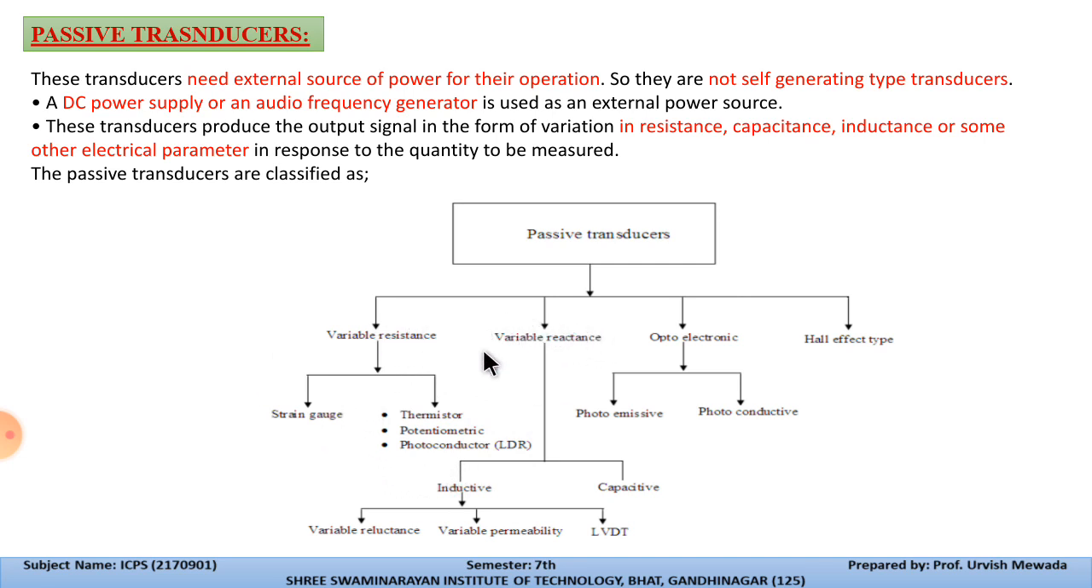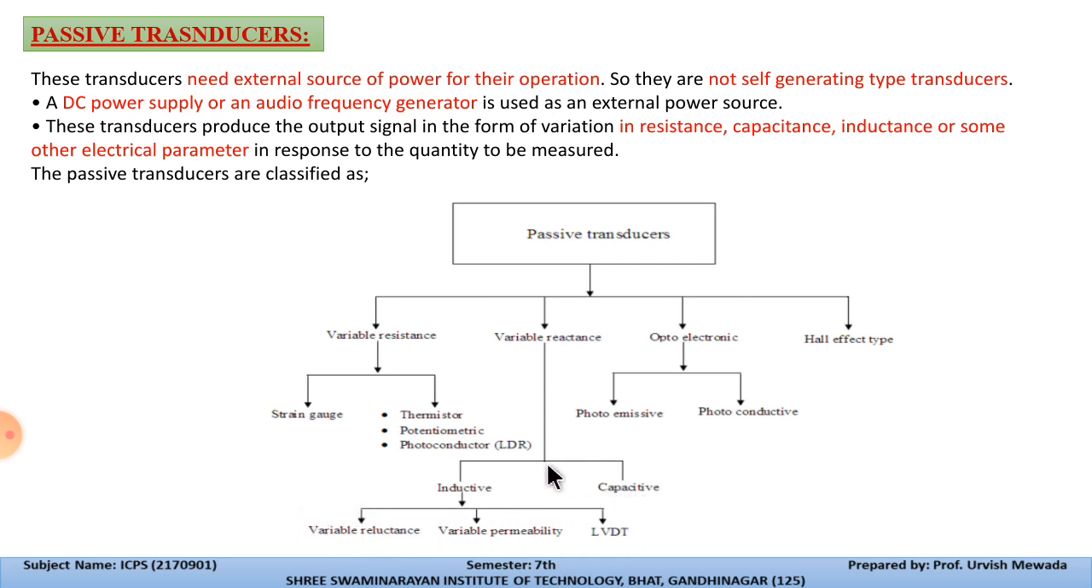Now the next classification of the passive transducer, next point is variable reactance. So basically we have two types of circuit, inductive circuit and capacitive circuit. In the inductive circuit generally we can change the reluctance of the circuit, we can change the permeability of the circuit, and we can change the EMF of the circuit. So we use these three principles for the measurement of physical quantities.